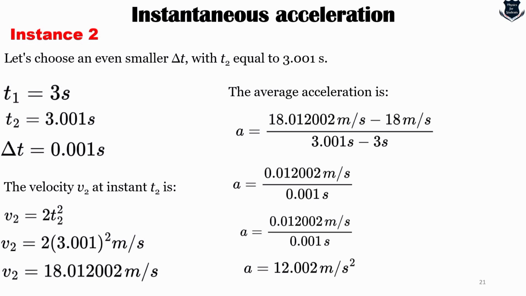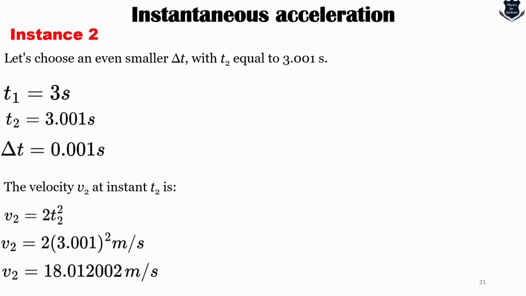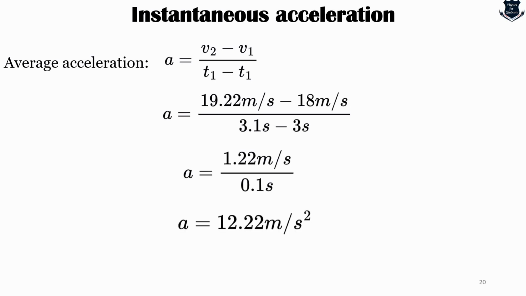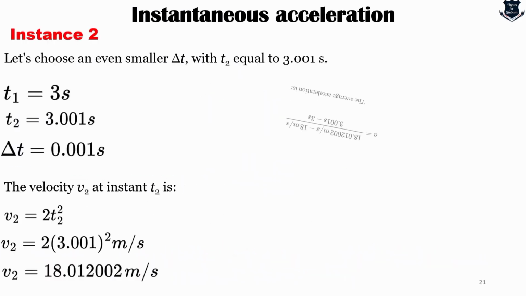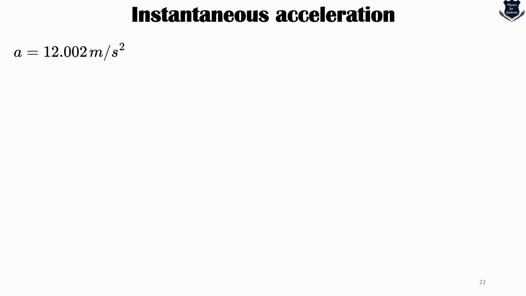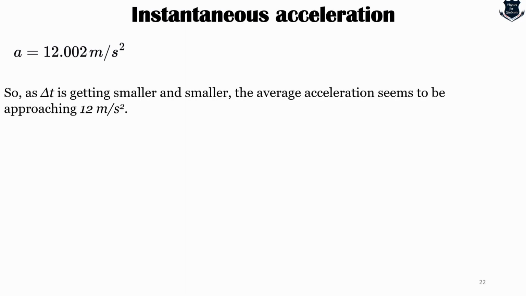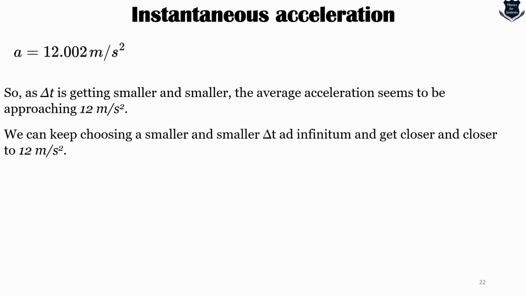So what do we deduce? I mean to say, what is the final conclusion? If you go back to the values, you see 12.2, and here what we get is 12.002 meters per second square. So what we are finding is that as delta t is getting smaller and smaller, the average acceleration seems to be approaching 12 meters per second square. So we keep choosing smaller and smaller delta t ad infinitum, and we get closer and closer to 12 meters per second square.